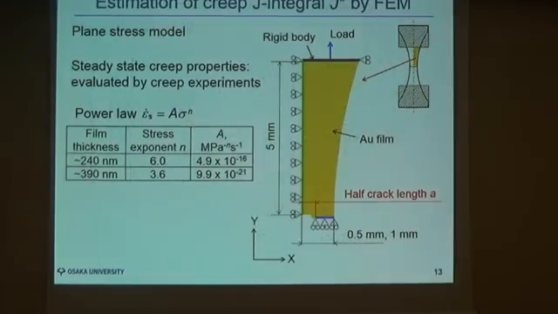So next, I consider the use of the creep J integral. In this study, we estimated the creep J integral using a plane stress model described here by using the finite element method. The analysis assumes that the gold film obeys a conventional power-law type constitutive equation. We use the material constants N and A, which were evaluated by experiment for smooth thin film specimens, and the obtained values are listed here. The creep properties are a little different between the two film thicknesses.